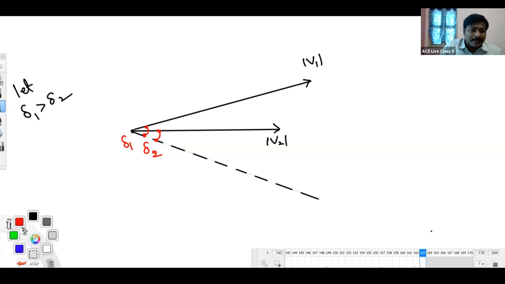Now could you please tell me what is the angular difference between V1 and V2? Delta 1 minus delta 2 is that angular difference between the V1 and V2 phasors.